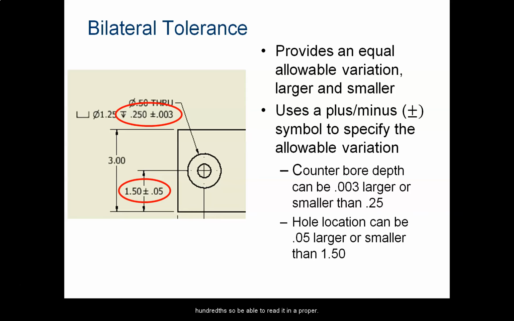So being able to read it in a proper way. Instead of saying plus or minus 0.05, it's not necessarily the best way to say that. If you're going to speak with someone that's manufacturing your part, you're going to say, this dimension's plus or minus 0.05.